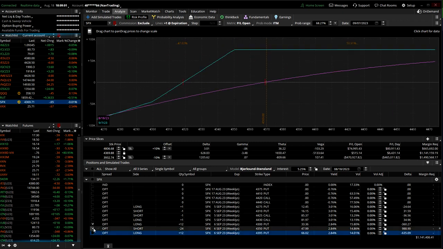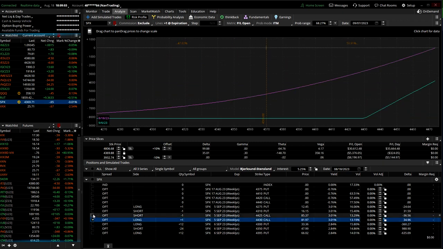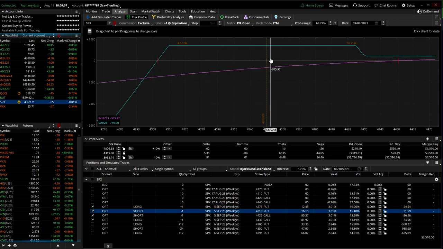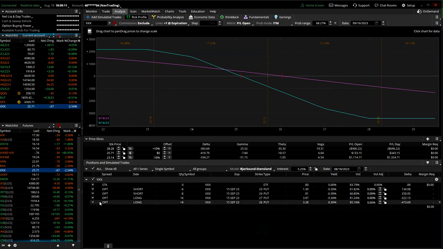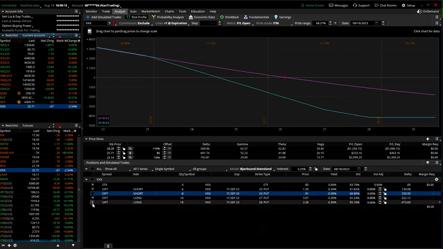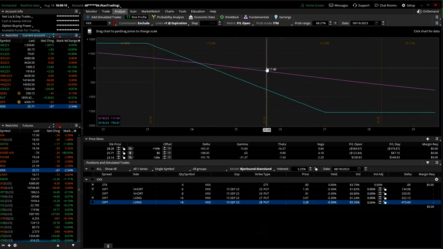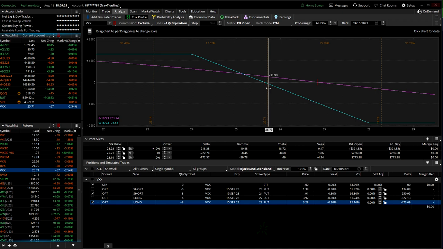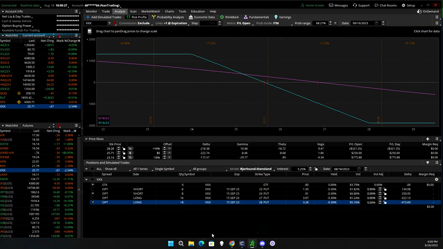SPX, we've got another duck on. And it's pretty much in the middle. And then VXX, we've got one vertical on that is slightly down. We put on another one today, pretty much at the top of volatility. And it's contracted down, so we're up about $250 on that. So those are all those trades.